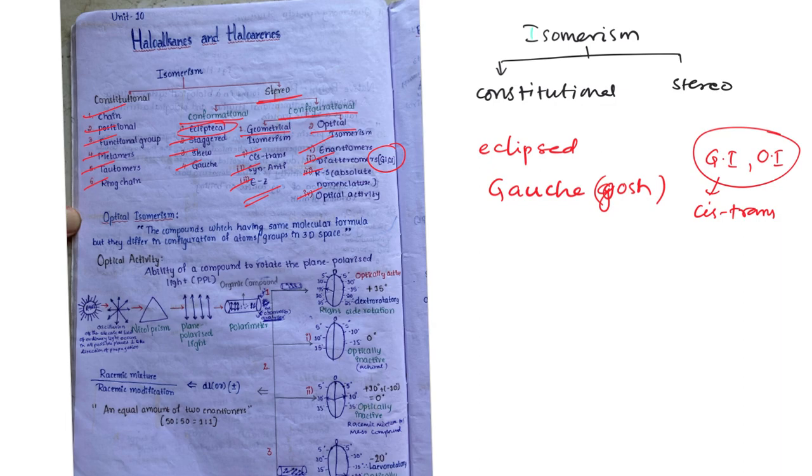First, what is the definition of optical isomerism? These are compounds which have the same molecular formula but differ in the configuration of atoms or groups in three-dimensional space. Now, what is optical activity? The ability of a compound to rotate plane polarized light is called optical activity. What is plane polarized light? That we'll discuss.